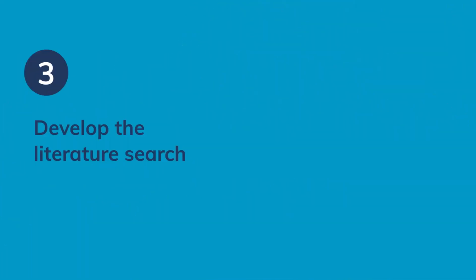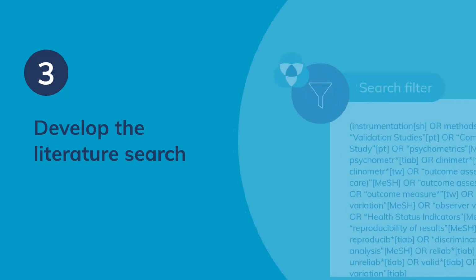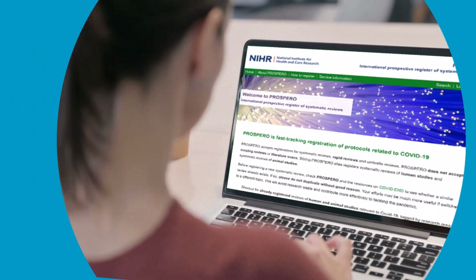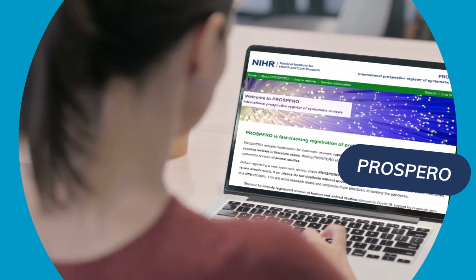In step 3, you develop the literature search. You can use the COSMIN search filter for measurement properties. Ideally, you do this together with a clinical librarian. We advise you to register your review in the PROSPERO database. This reduces the potential for reporting bias and helps to avoid duplication.